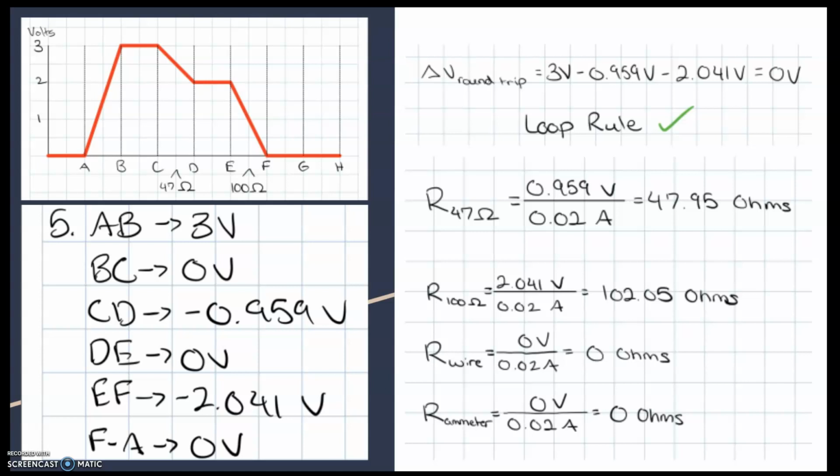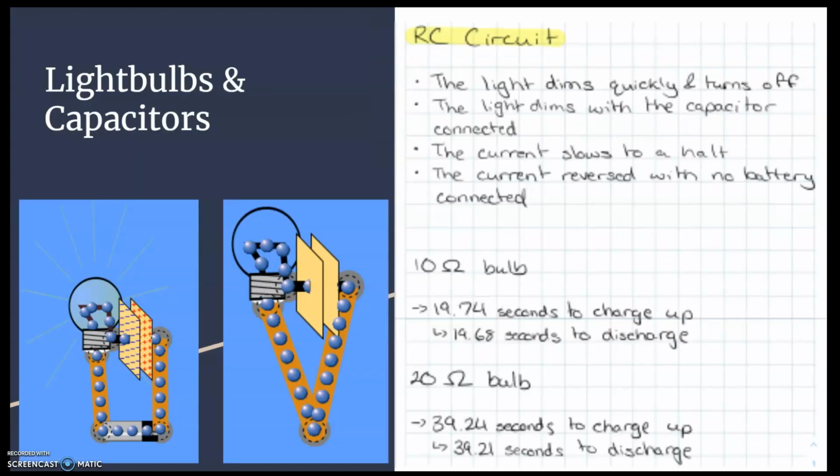inaccuracy in the simulation. The next part asks us to replace everything with light bulbs and capacitors. One 9-volt battery, a capacitor, a 10 ohm light bulb and a 20 ohm light bulb. These form an RC circuit, and these are my observations regarding it. The light dims quickly and turns off. The light dims with the capacitor connected. The current slows to a halt, and the current is reversed with no battery connected.